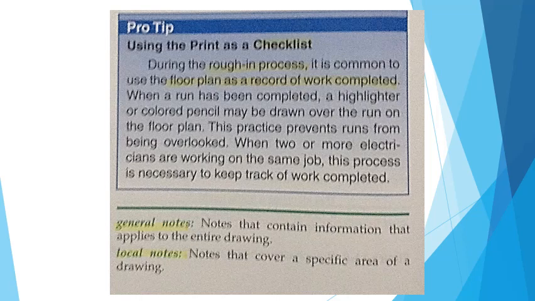A pro tip before seeing that figure is using the print as a checklist. During the rough-in process, it is common to use the floor plan as a record of work completed. When a run has been completed, a highlighted or colored pencil may be drawn over the run on the floor plan. This practice prevents runs from being overlooked. When two or more electricians are working on the same job, this process is necessary to keep track of work completed.